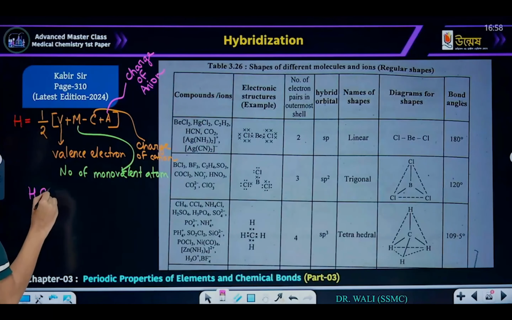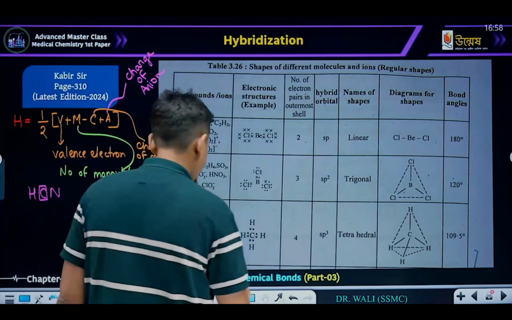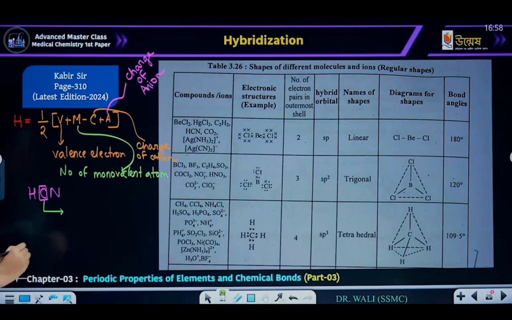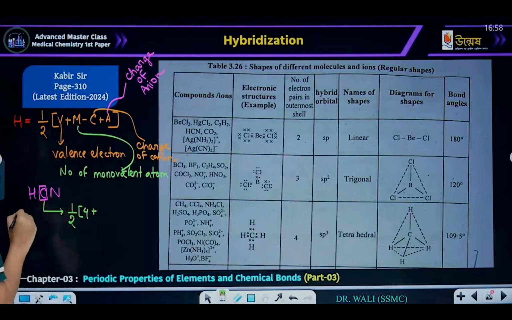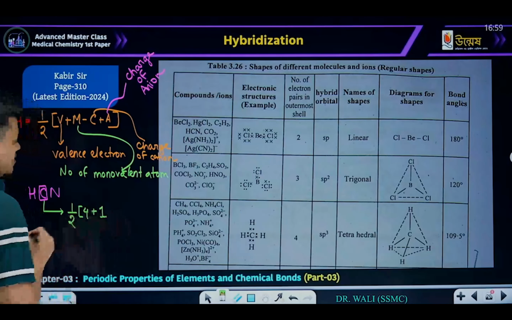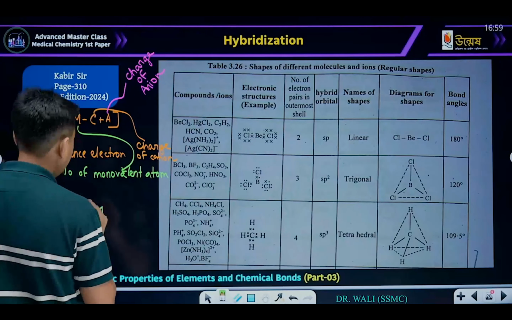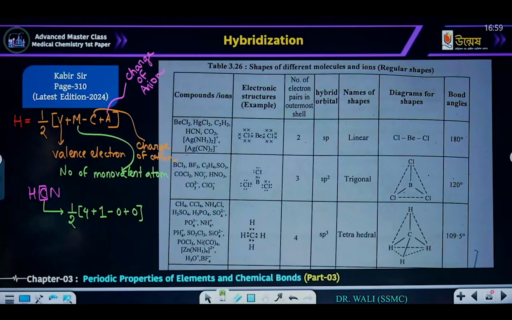In hydrogen cyanide, as you can see, carbon is the central atom. So we have to determine the hybridization of carbon. Half, valence electron is 4, number of monovalent atom is 1. Whether it is cation or anion? No. So what it becomes? 5. 5 divided by 2, 2.5. Is it possible to determine the hybridization? No. So this is an exception where this trick will not come handy.